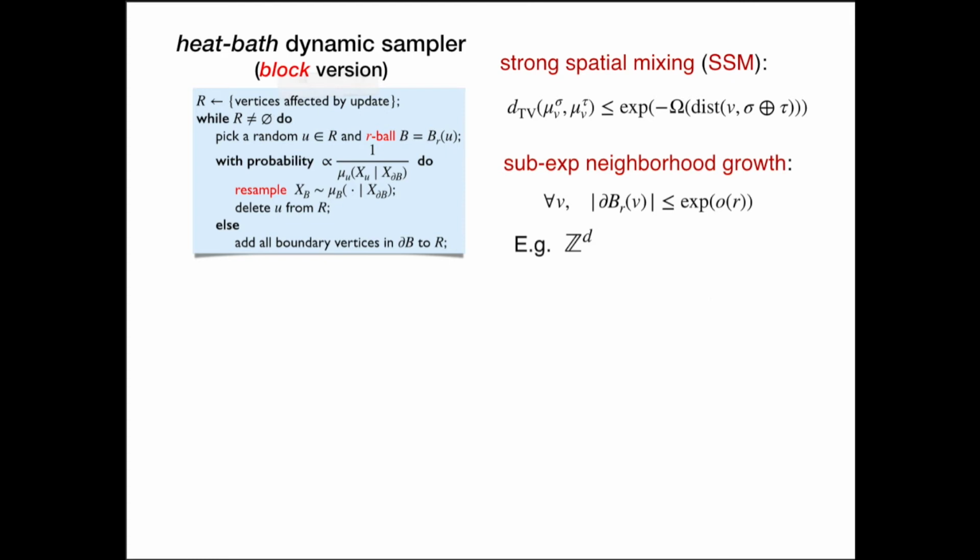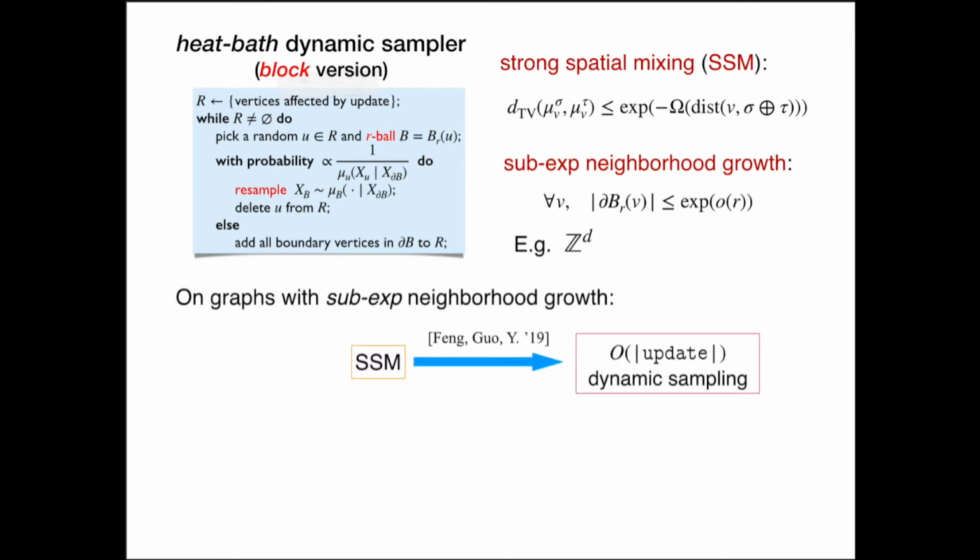On graphs with sub-exponential neighborhood growth, a decay of correlation property, namely the strong spatial mixing, implies dynamic sampling with linear incremental cost. The strong spatial mixing says that the boundary to vertex influence decays exponentially as the distance between the vertex and the disagreeing boundary grows. On graphs of sub-exponential growth, this decay of correlation property guarantees that the blocked heat bath dynamic sampler converges very fast. And consequently, it implies a linear time perfect sampler on static input.